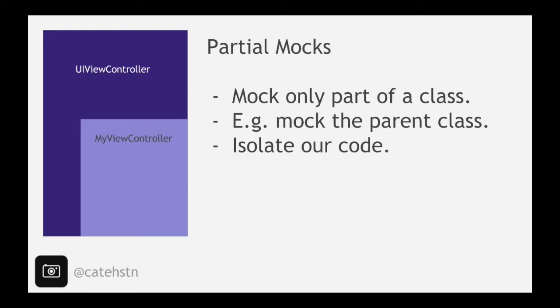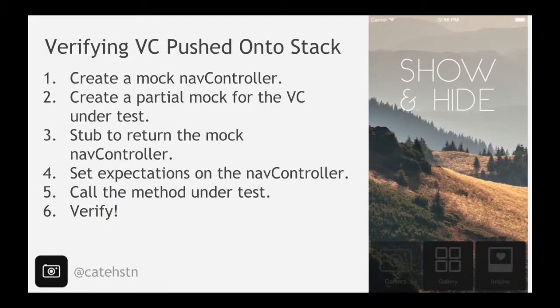Here, we can mock the navigation controller, create a partial mock of the view controller that returns the mock navigation controller, and then check what got pushed onto the stack. So our steps are: we create a mock navigation controller, we create a partial mock for the view controller we're testing, and we stub it to return the mock navigation controller. We set the expectations on the navigation controller, then we call the method under test, and then our test passes and everyone's happy.